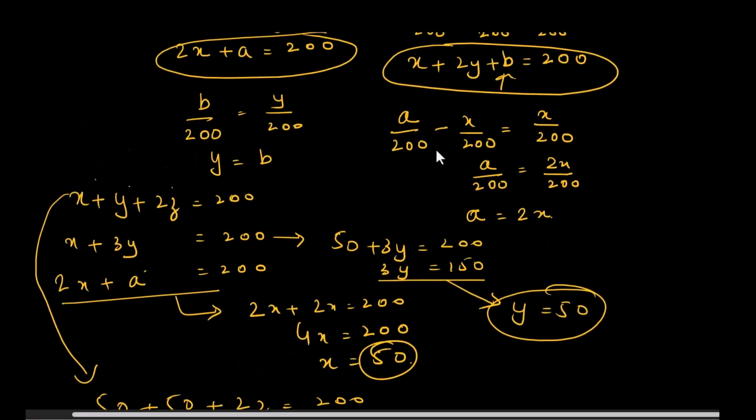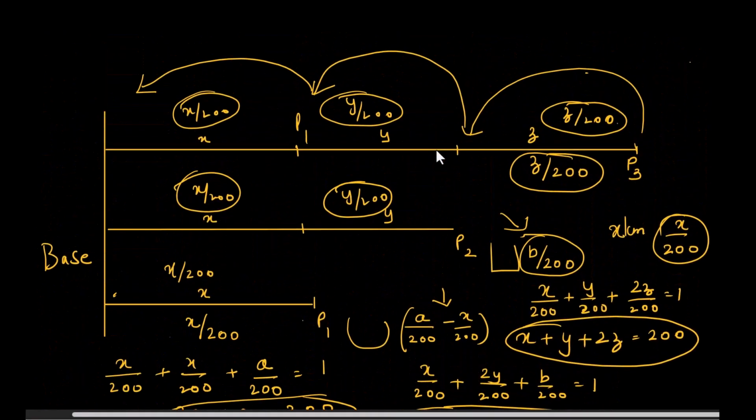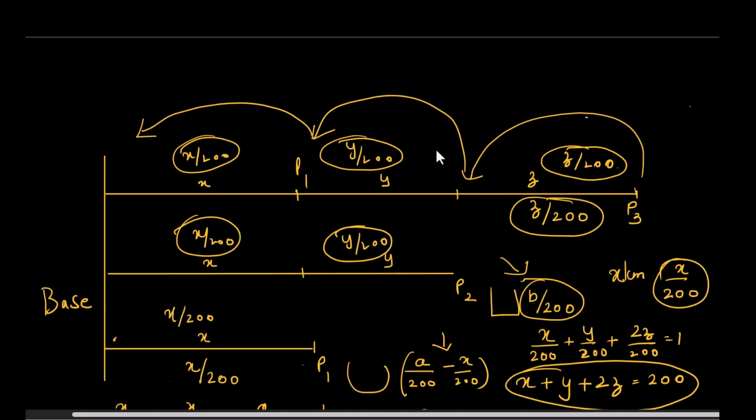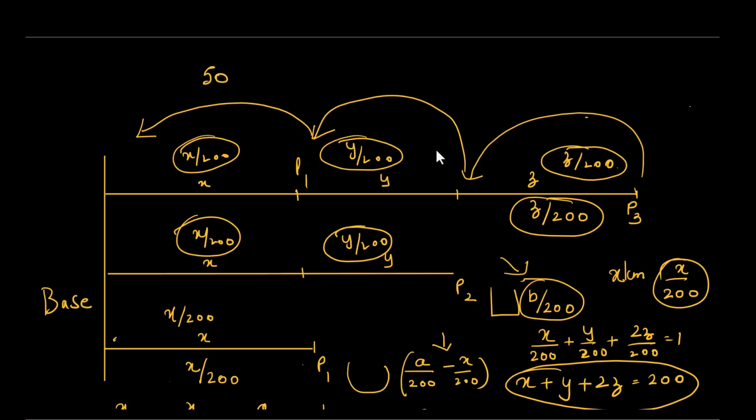What is that telling me? It tells me that all these points are equidistant. And what is the distance between them? 50. All this is of distance 50.